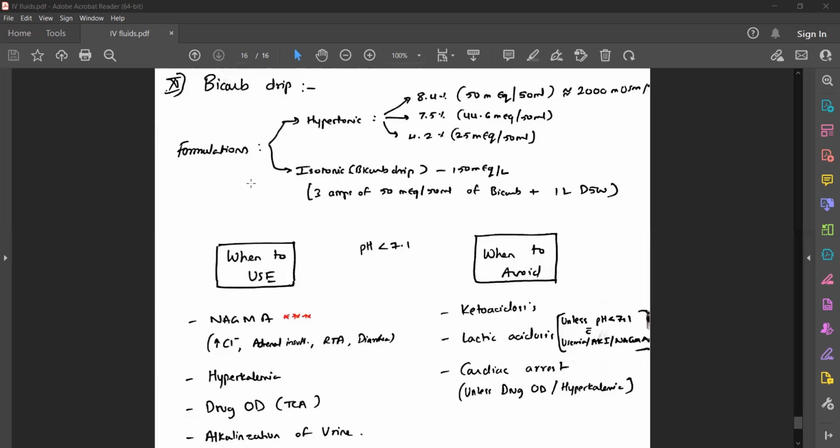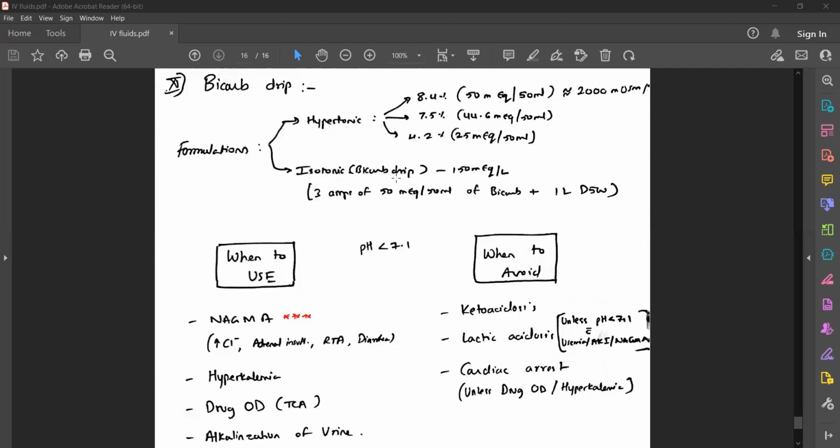There are two important formulations of bicarb that we have: hypertonic formulation and isotonic formulation. Hypertonic bicarb, the most common that you will use, is the amp of 50 milliequivalent in 50 ml, the osmolality of which is about 2000 milliosmoles. Then we also have 7.5% bicarb, 4.2% bicarb, but 8.4% is what you must have seen most commonly when you use amps of bicarb, that is 50 milliequivalent in 50 ml.